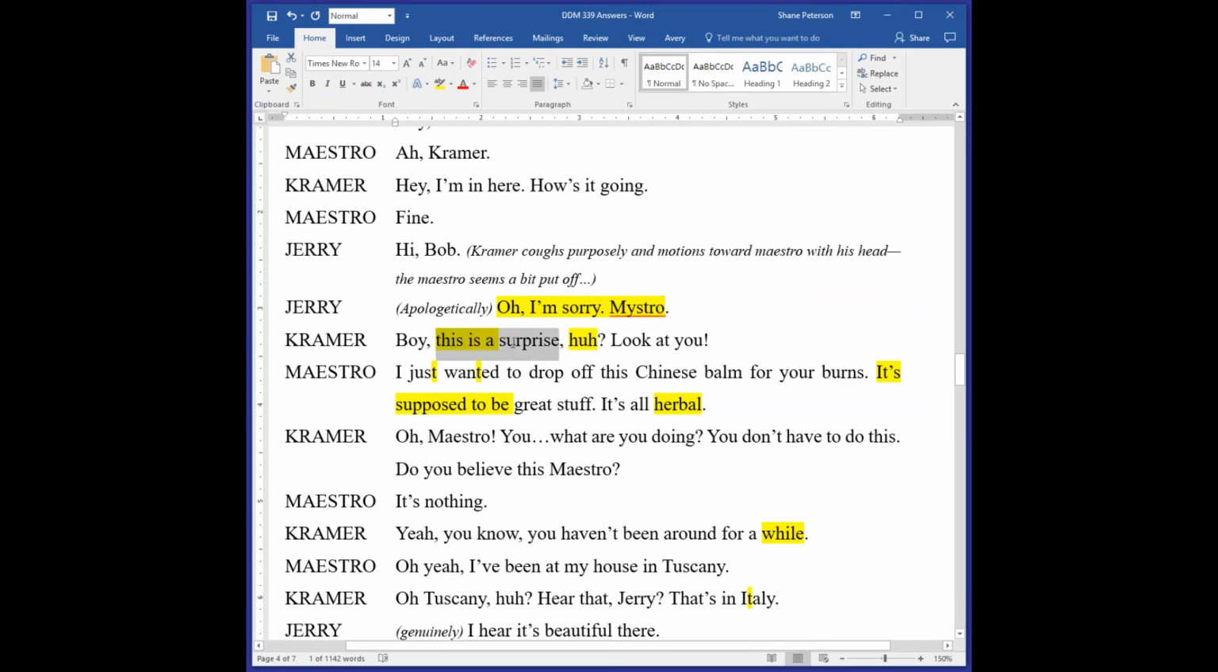Now, this was a great job by Moon. This is very good. Keep all those S's, three of them. This is a surprise, and then this is a surprise, huh?